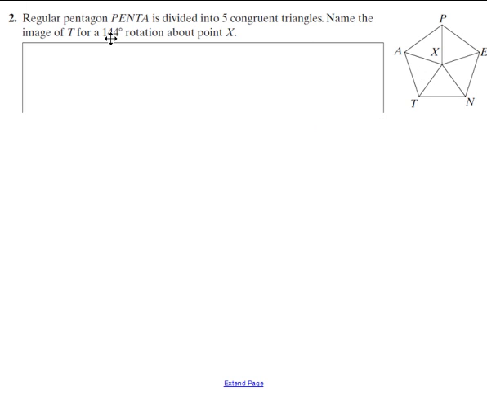So if we want to go 144 degrees around X, we're going to take T and we're going to go 1, 2 triangles, and we would be superimposed on top of point E, right? So 72 degrees from T to N, another 72 degrees from N to E.